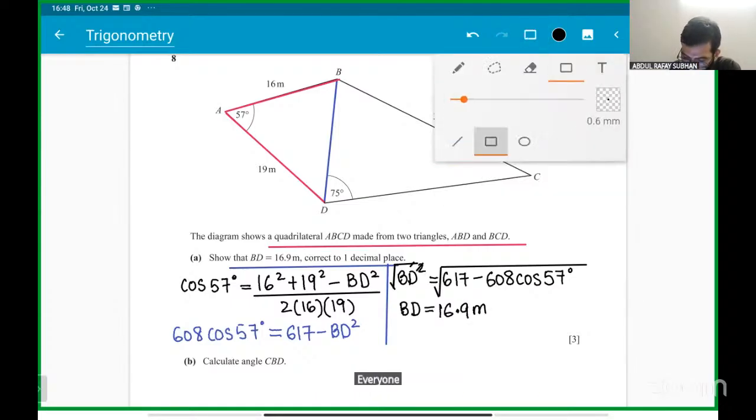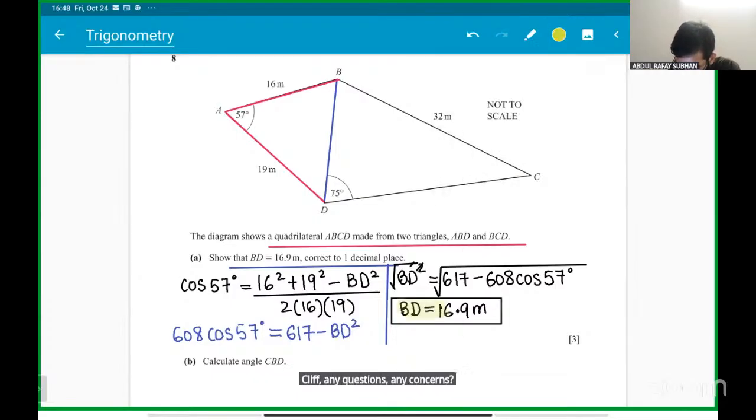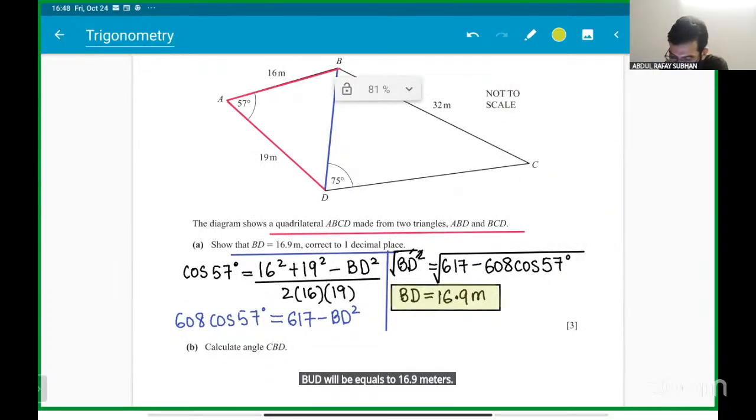Everyone got it clear, understood, people following? Clear? Any questions, any concerns? BD will be equal to 16.9 meters, and we have got the first 3 marks. Is it clear, understood, got it?